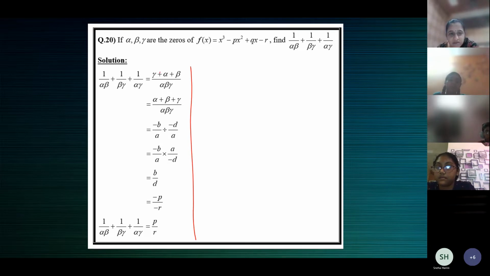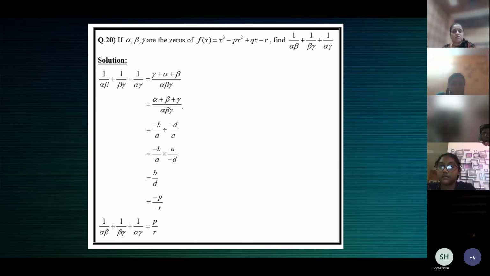here what I've done is alpha plus beta plus gamma is minus b by a, divided by alpha beta gamma, which is minus d by a. Then reciprocal, a and a cancel, minus and minus cancel. So b by d we get, and the value of b is minus p. The value of d is minus r. So minus p by minus r, minus cancels, p by r.